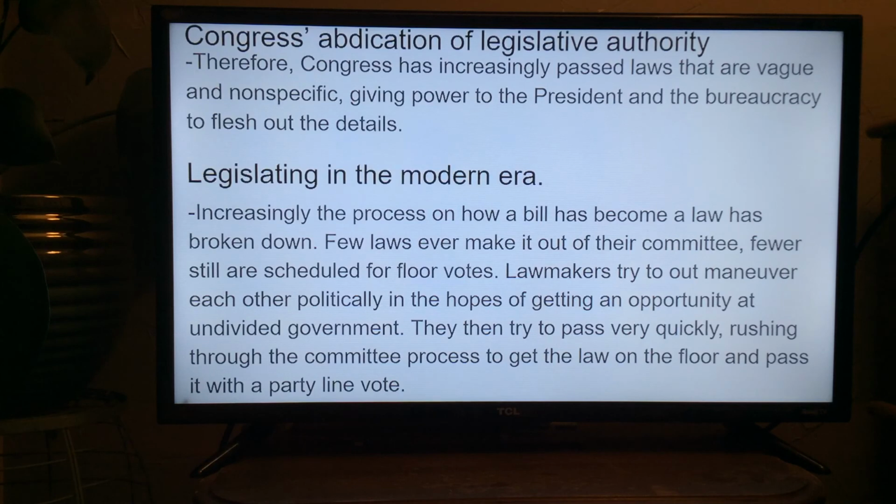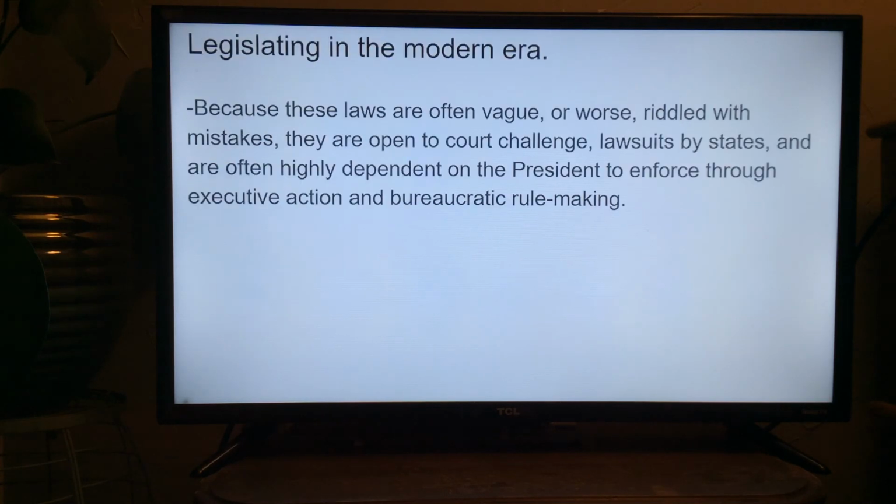And when they get that opportunity, they then try to pass a whole bunch of laws very quickly, pushing bills through the committee process, oftentimes at breakneck speed, to get it on the floor and pass it with a party line vote. And you're thinking, gosh, that sounds like a really sloppy way to make laws. You're not wrong. Because these laws are often vague, or worse, they're riddled with mistakes, they're often open to court challenge. You see these laws getting challenged in court on constitutionality. You see states suing the federal government saying these laws aren't constitutional, we can't be forced to follow these laws.